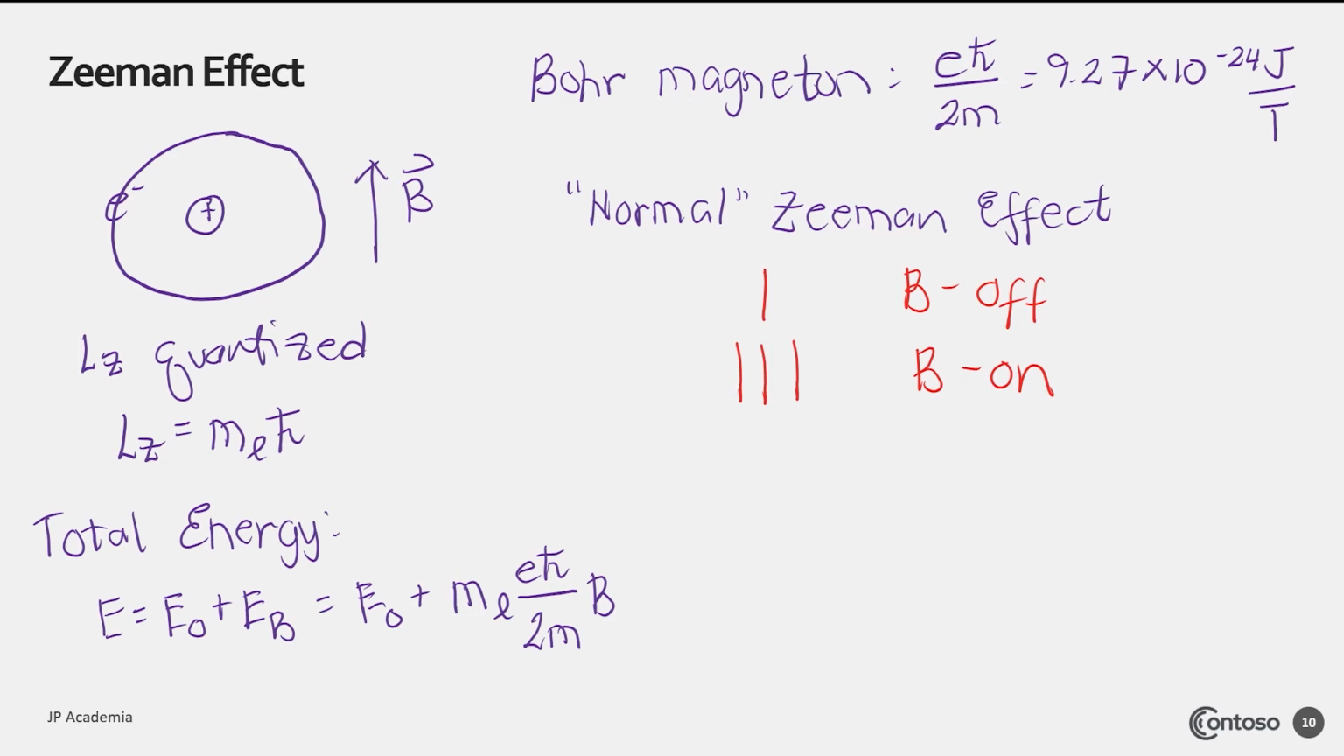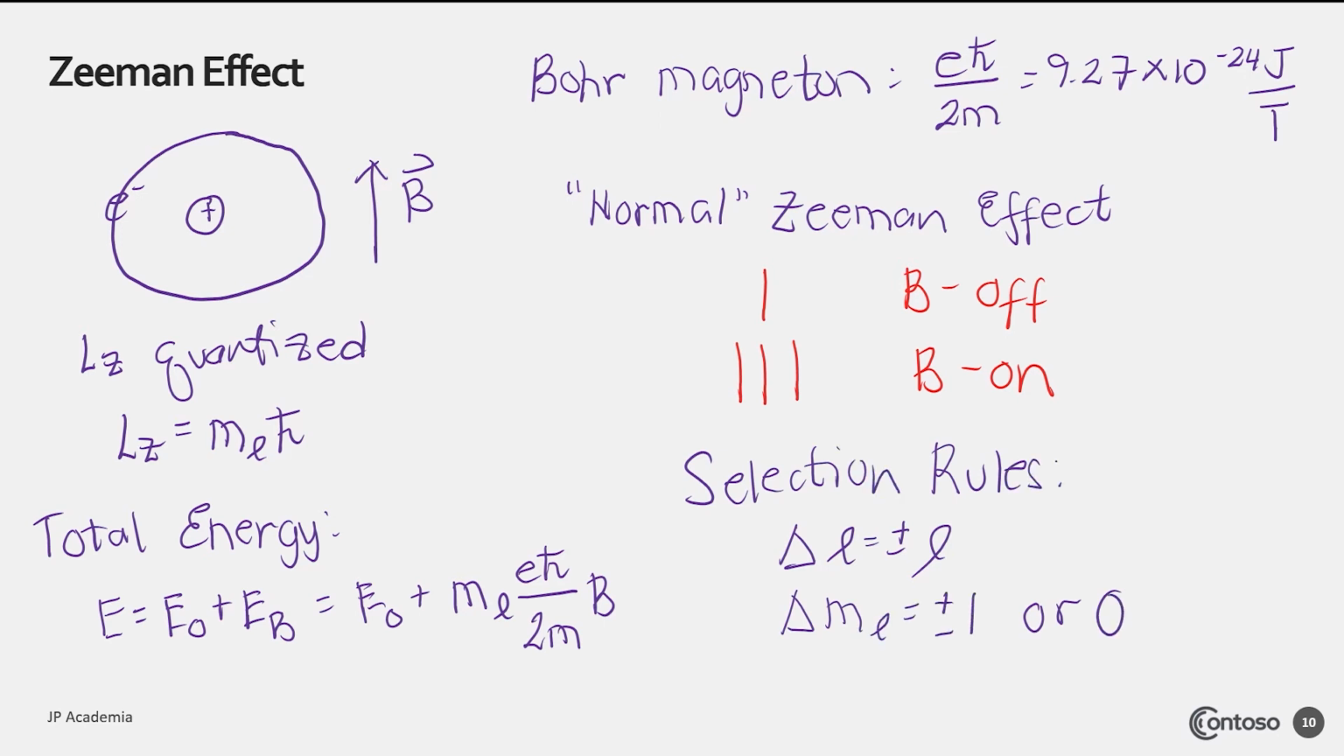This type of splitting is observed for spin zero states since the spin does not contribute to the angular momentum. Take note that the transitions between the states follow the selection rule, which does not allow a change of more than one unit of the quantum number m sub L, as shown here.